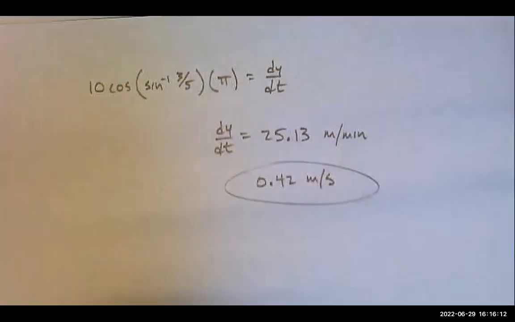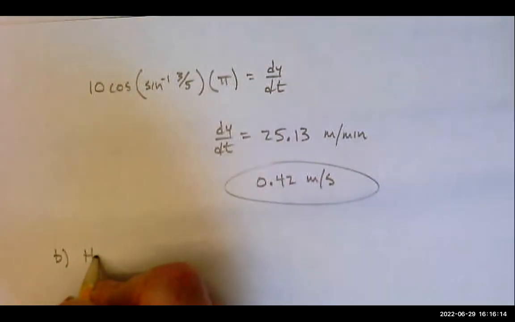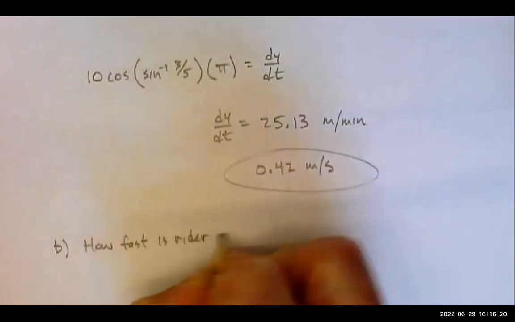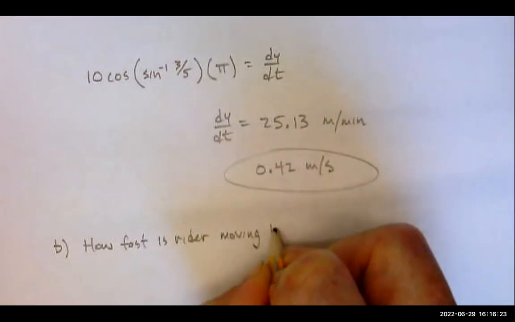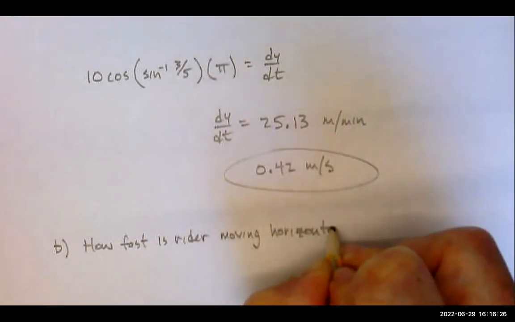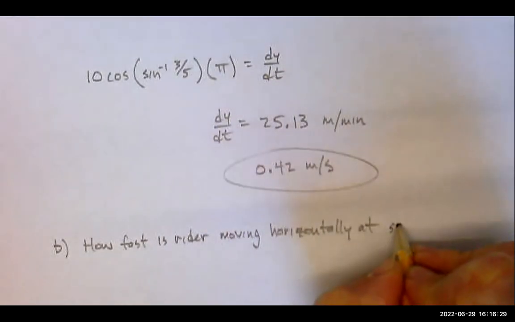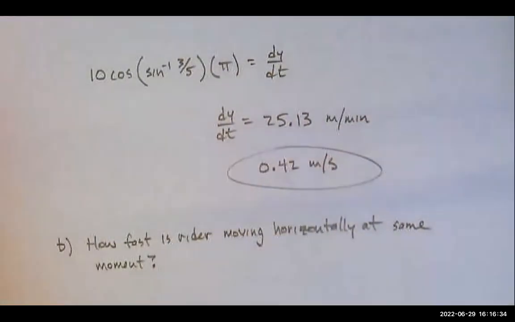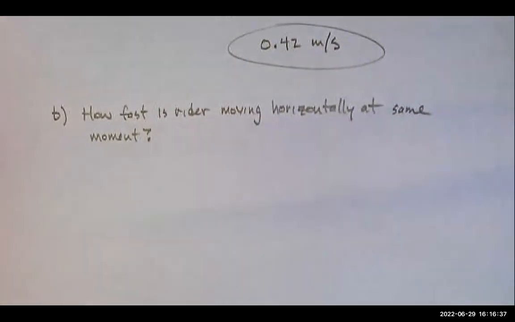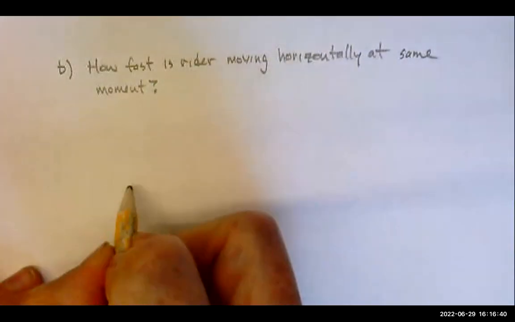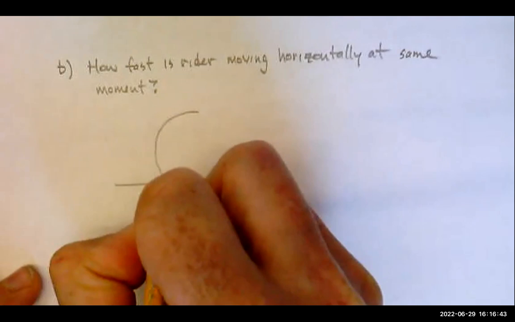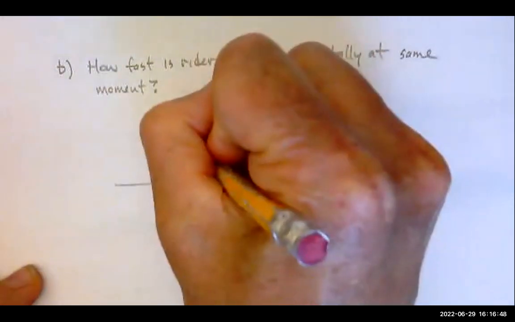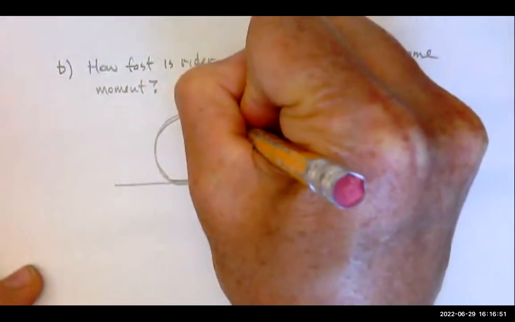Okay. Then part B, how fast is a rider moving horizontally at the same moment? This time we'll do it for the horizontal. Let me recreate the drawing. Pretty much kind of flattened out there. Pretty much going to be the same drawing. They're still here up at 16 meters.